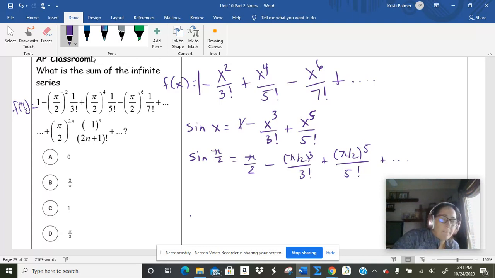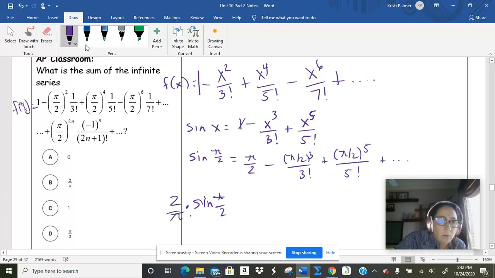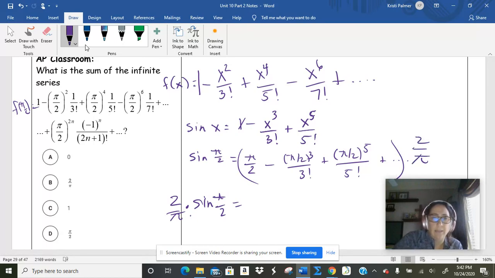Okay? Well, what would I need to do? How could I manipulate this to get what is going on? I want the first term to be a 1. What if I multiplied the sine of pi over 2 by something to get that first term to be a 1? What could I multiply by? 2 over pi. Let's see what that does. Multiply all of this through by 2 over pi, and let's see what I get.